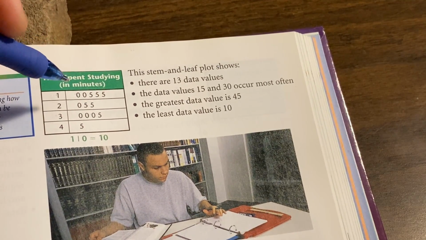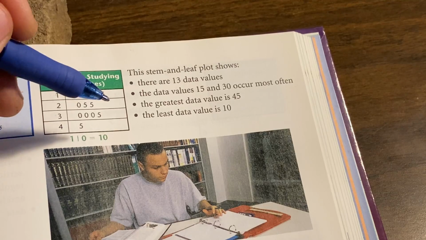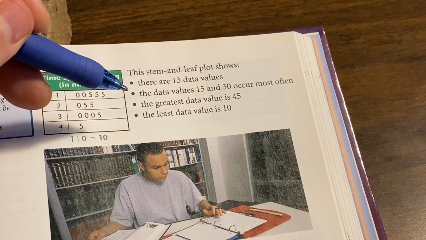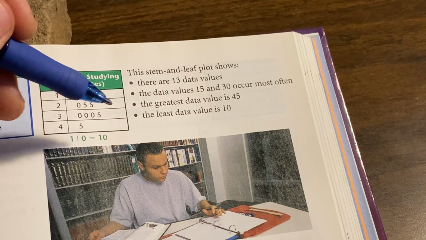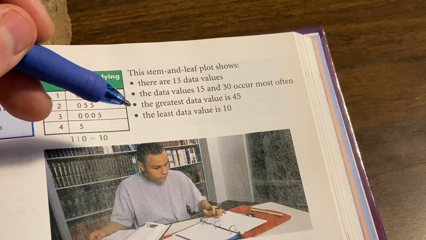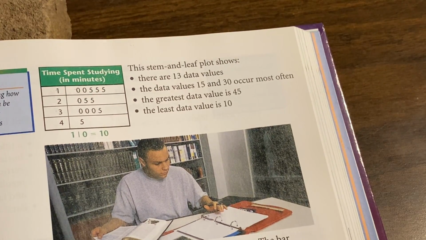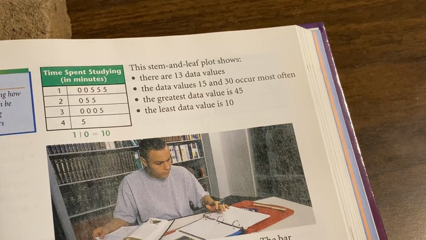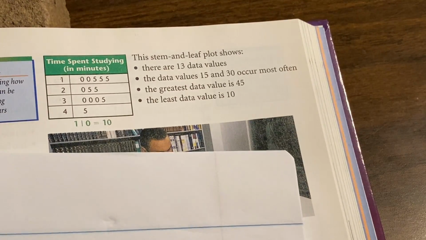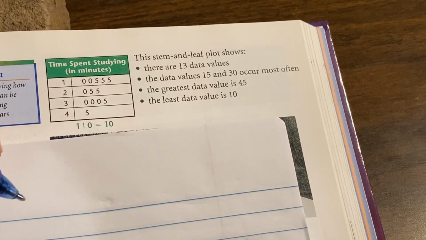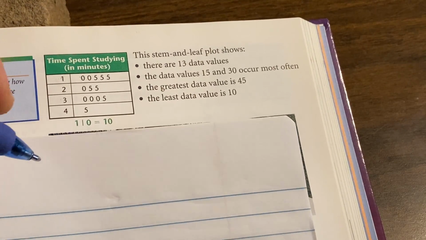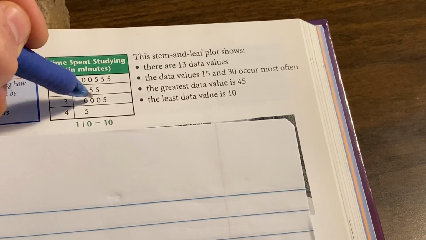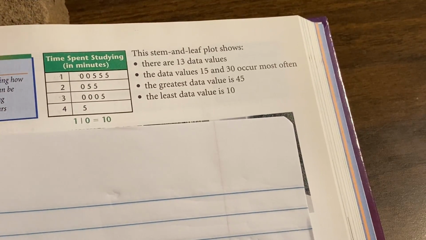So let's interpret this a little bit more. This tells us that the data values 15 and 30 occur most often. The greatest data value is 45, and the least data value is 10. If this is confusing, let's try to look at it this way. We have 13 data values, and we know that because we counted 13 different values.